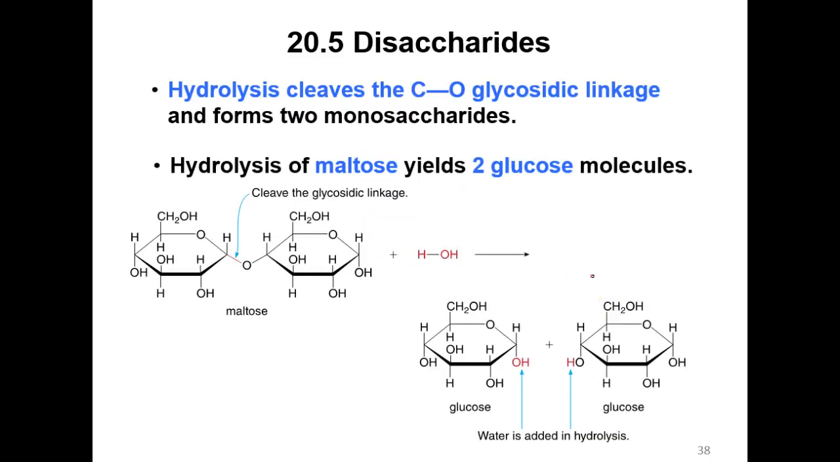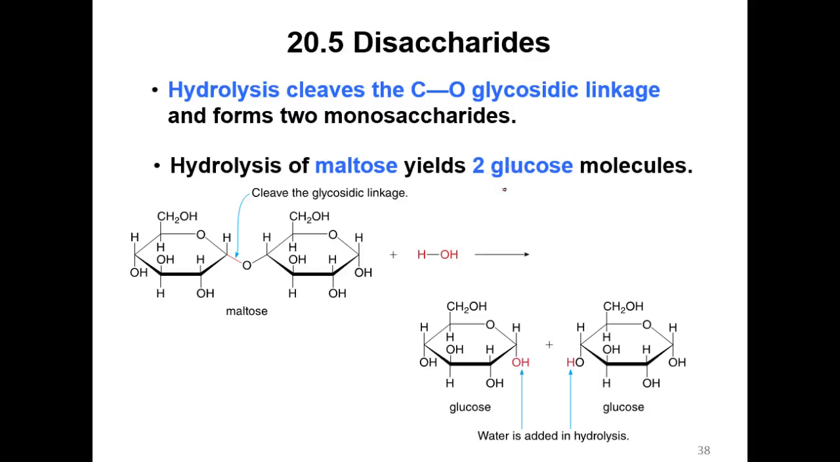All right. So here they talk about hydrolysis of these bonds. Okay, so hydrolysis of maltose. You guys have probably heard of malt sugars. The malt is maltose. This is the structure of maltose. It's basically two glucose molecules that are bonded.